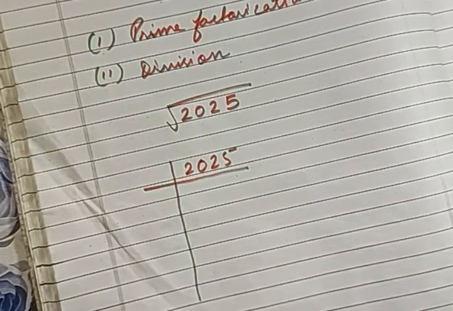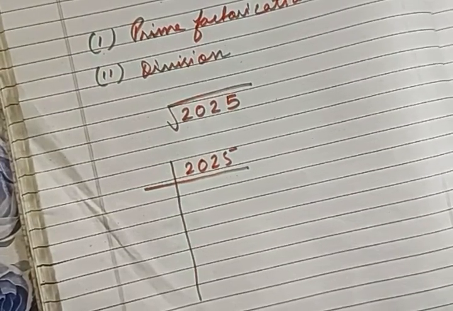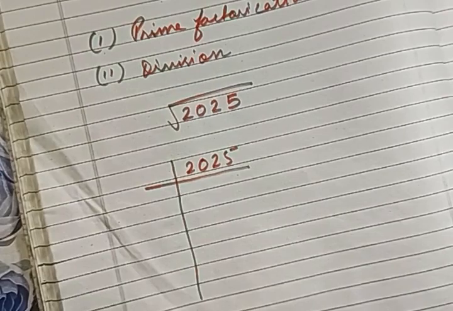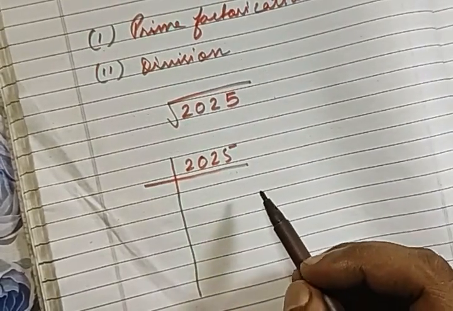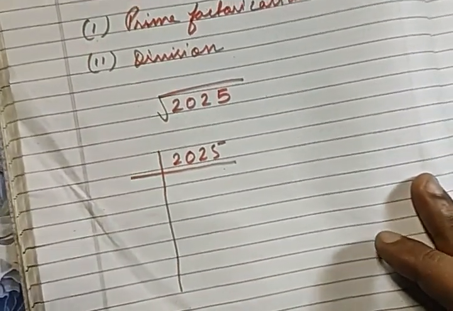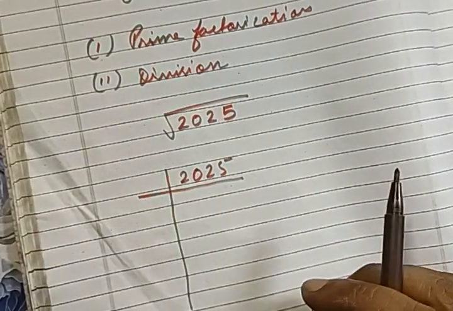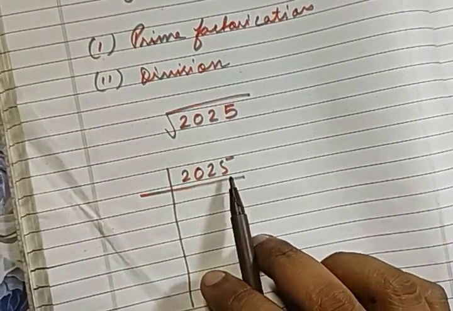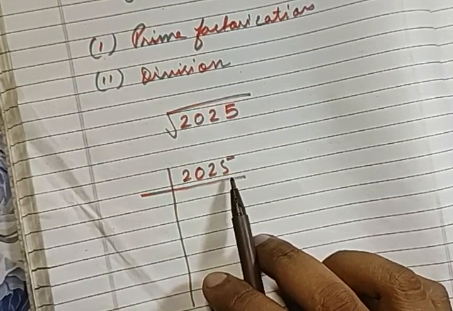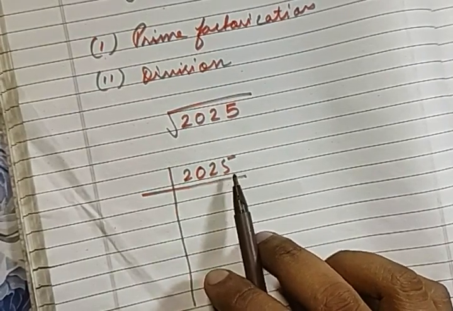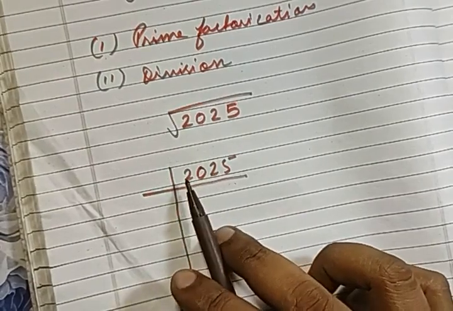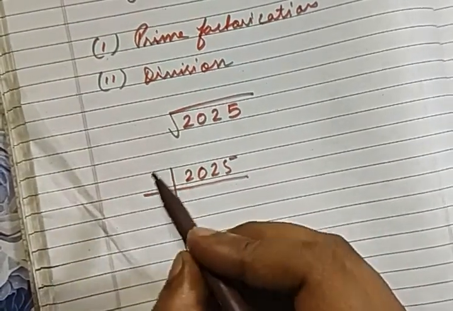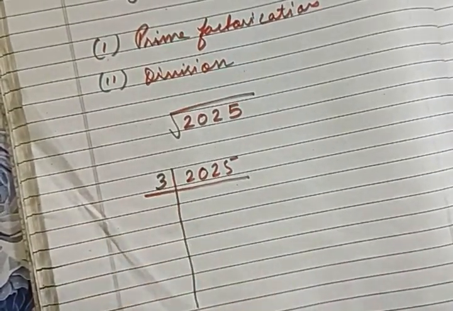Okay, so as you can see, 2025 we are going to factorize. So first of all, whenever you are starting to do the factorization, always begin with the smaller number. So it is divisible by 5, but before we use 5, we will try to see is it divisible by 3 also or not. So 5 plus 2, 7, 7 plus 2, 9. Yes, it is divisible by 3. So we will start with 3 first.